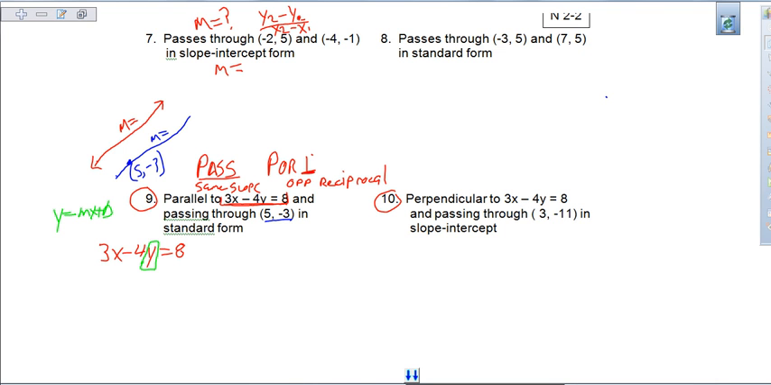So let's go ahead and solve this red equation. We're going to get everything isolated so that y is all by itself. Of course, that goes to 0, and we have a negative 4y is equal to negative 3x and a positive 8. And then to solve for y, we just simply have to divide everything by negative 4.